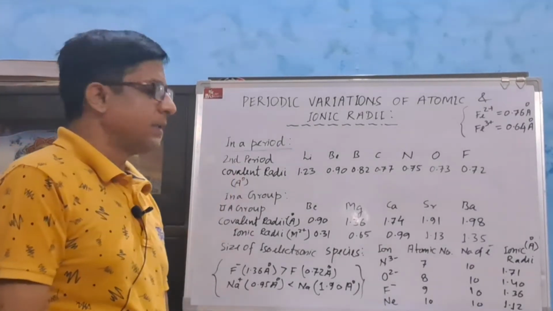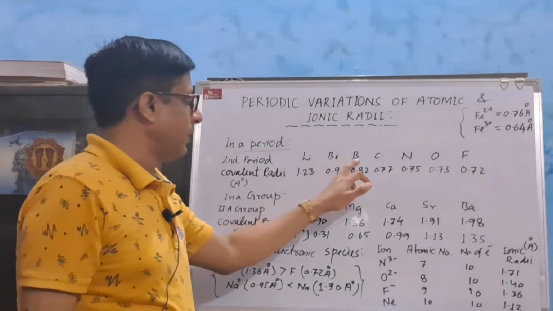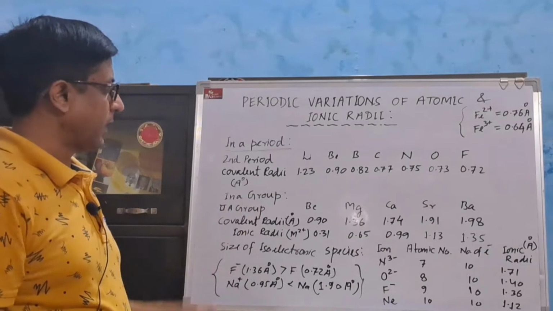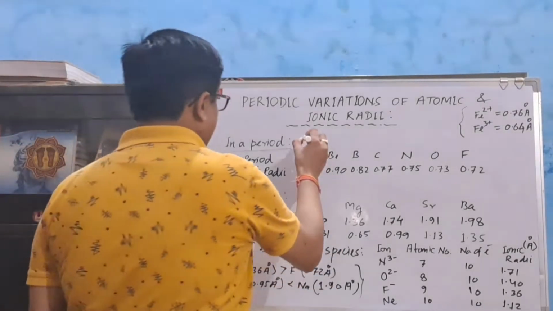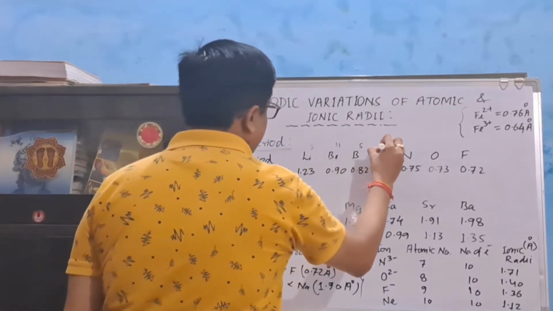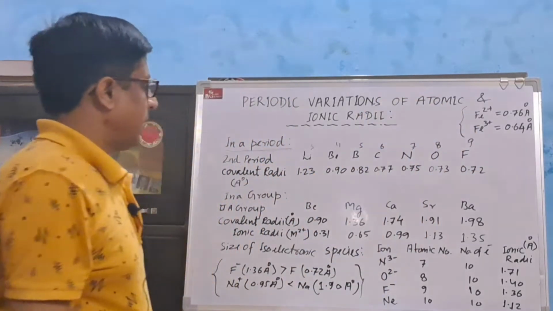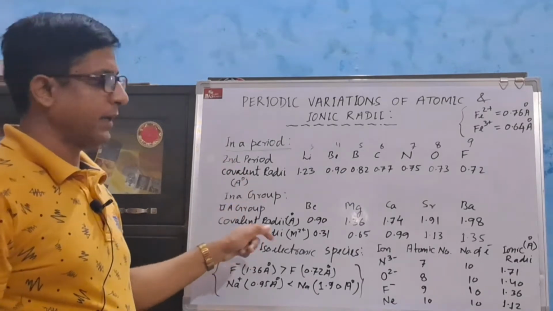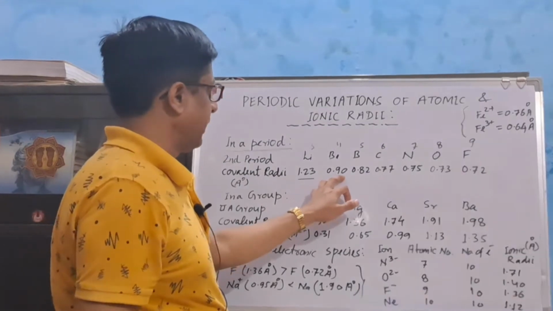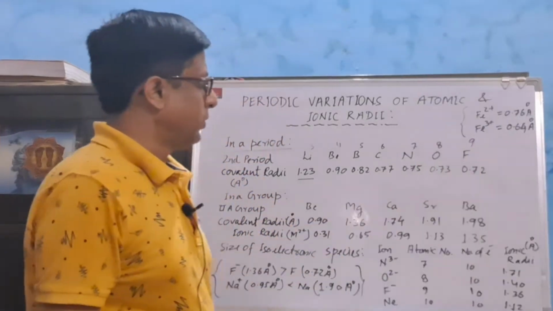Let us consider the elements of the second period. In the second period, the elements are lithium, beryllium, boron, carbon, nitrogen, oxygen and fluorine, and the atomic number increases. Lithium has atomic number 3, beryllium 4, boron 5, carbon 6, nitrogen 7, oxygen 8, fluorine 9. But if we see the covalent radii in angstrom, then it is decreasing: 1.23, 0.90, 0.82, 0.77 and fluorine has 0.72.